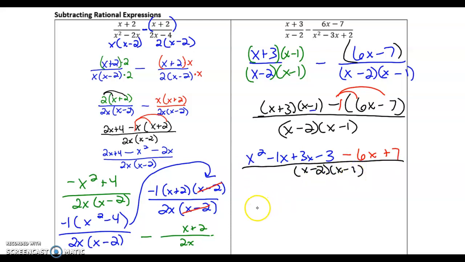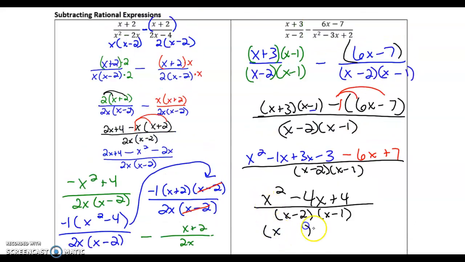All right, add like terms for the numerator. So we've got an x squared. Okay, we've got a -1x and -6x. So that'd be a -7x and then plus 3x. So that'd be minus 4x. -3 and 7 would be plus 4. Okay, we can try to factor that one. See if it'll factor out.